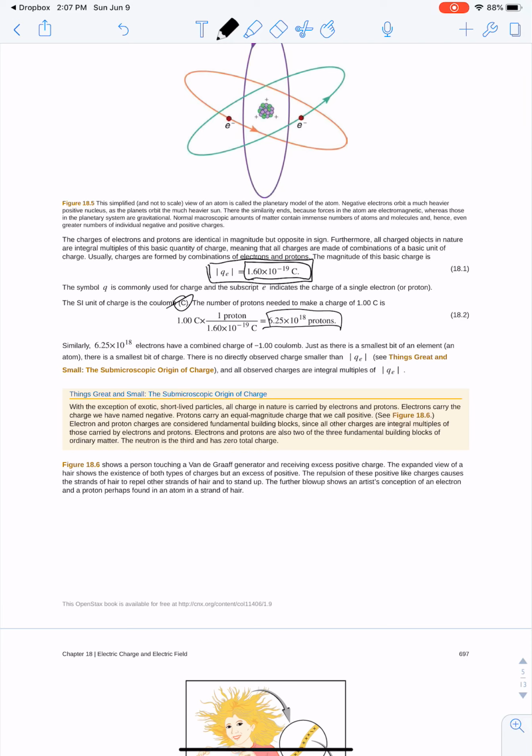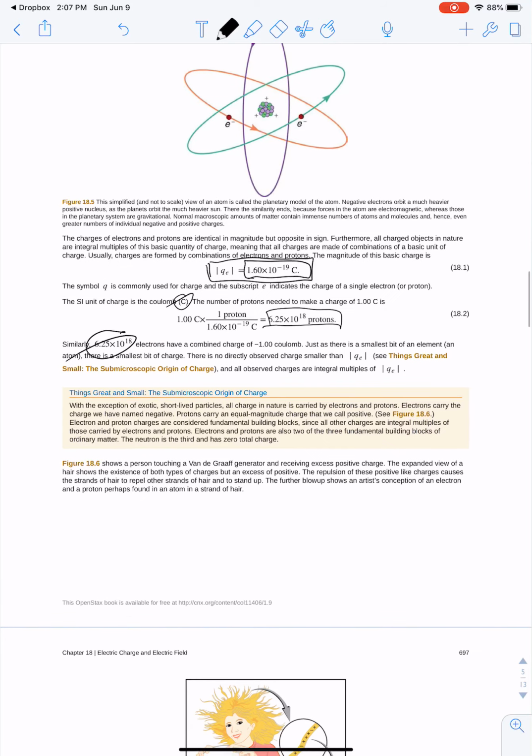So if we wanted 1 coulomb, we need a bunch of electrons or protons, 6.25 times 10 to the 18th electrons. So that's 1 coulomb.